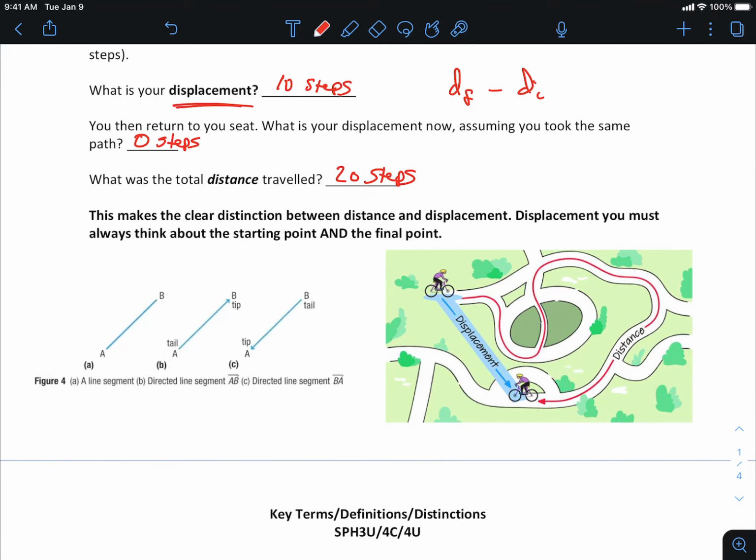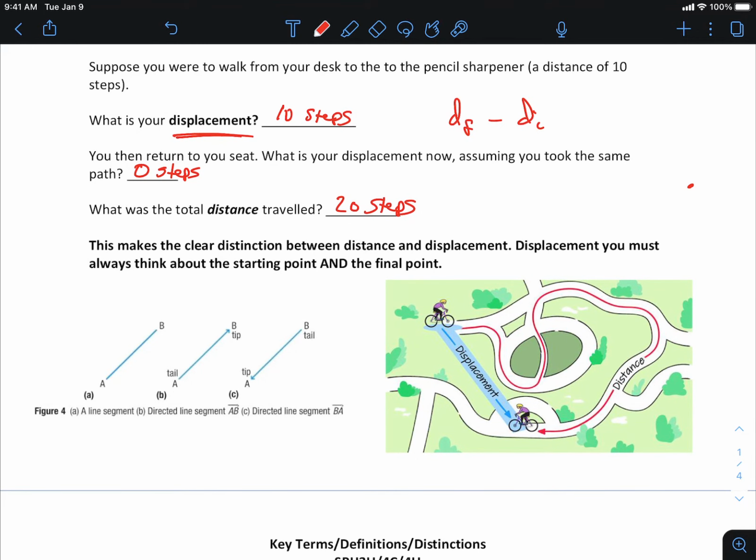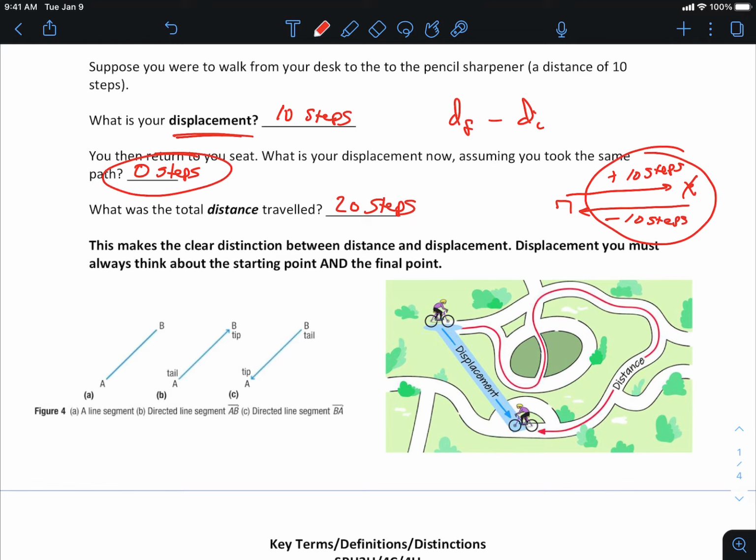And some of that comes out of the fact that, let's say the pencil sharpener was over here at X, and you were sitting here in your seat. Well, you would have walked positive 10 steps. And then to turn back around, you went in the opposite direction, so that has to be minus 10 steps. Okay, and so when you add these two together, they net out to be 0. That's where that comes from. We're going to see that more in some of these later examples.